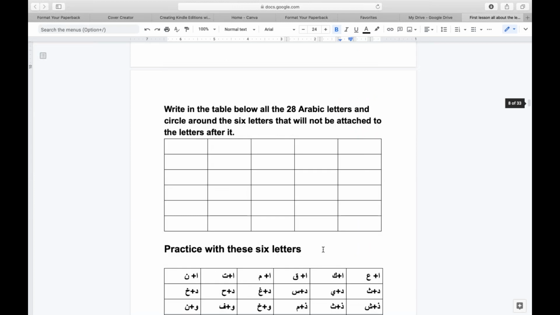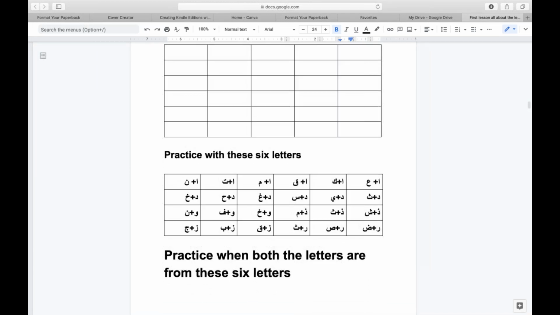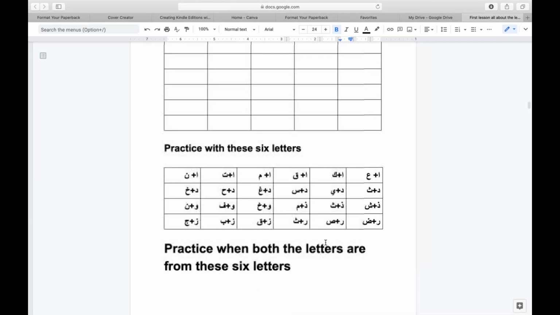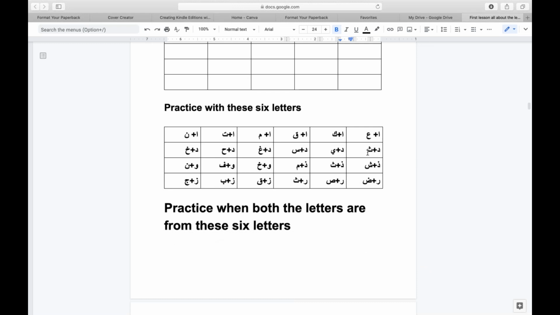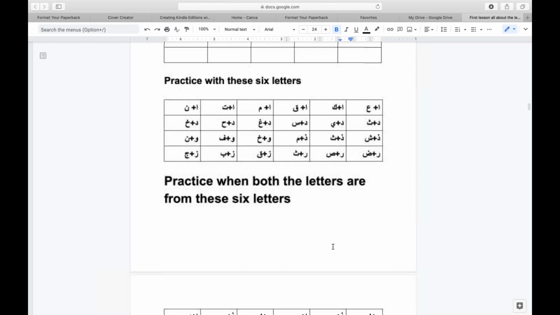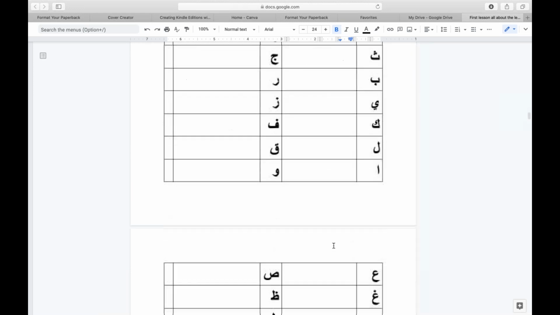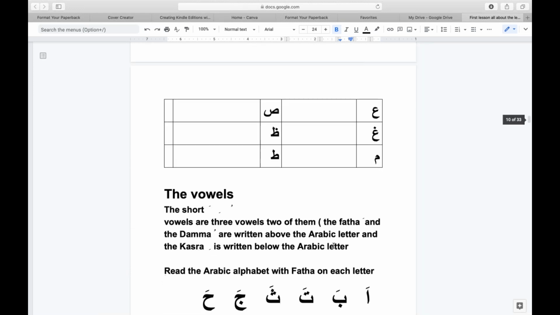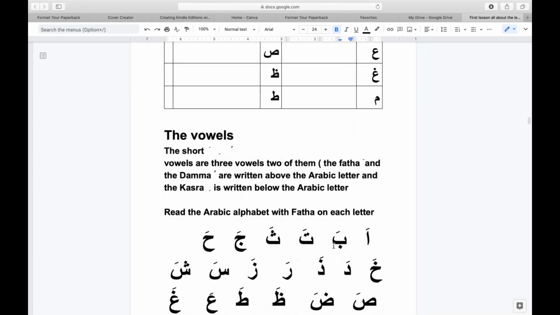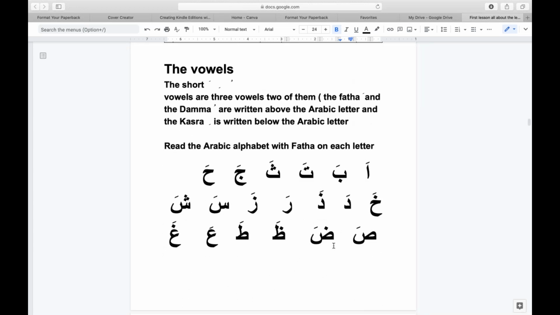This is some practice. I'm gonna hand it to you in the class. Here, this is another practice, how the letters will attach with the other letters, what's gonna happen. But I want to jump right now. These are all exercises. I'm gonna hand them to you in class, to the vowels. Okay, but let me end this video. I'm gonna make another one for the vowels, so it will not be very long.